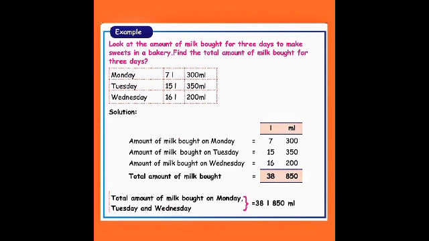0 plus 0 plus 0, 0. 0 plus 5, 5. 5 plus 0, 5. And now add 3 plus 3, 6. 6 plus 2, 8. So we find 850 milliliter. For the liter column, we add all the ones first. 7 plus 5, 12. 12 plus 6, 18. Carry over 1. 1 plus 1 plus 1, 3. So the total amount of milk bought on the 3 days is 38 liter 850 milliliter.